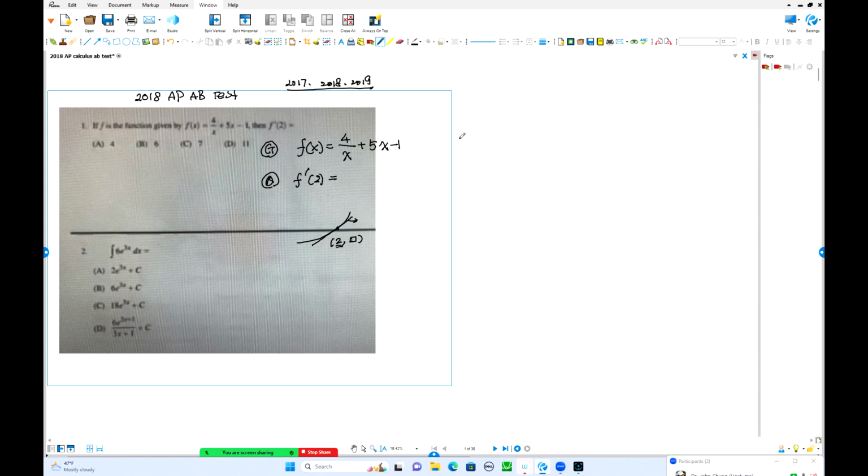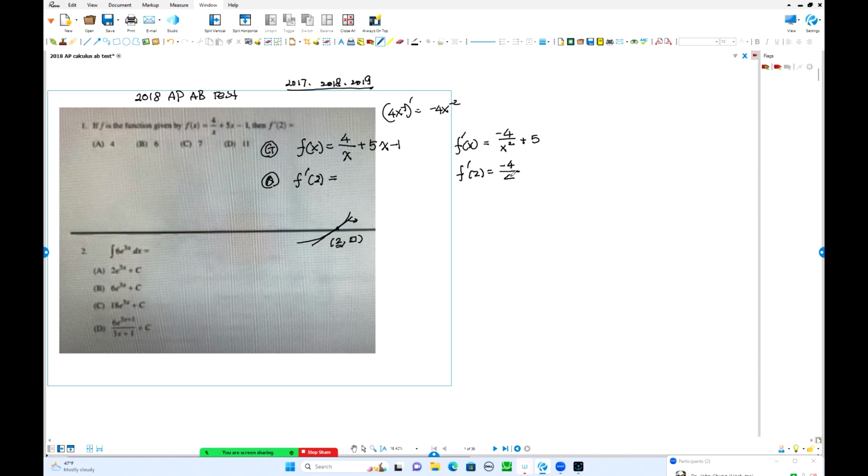Now f prime of x, take the derivative. What is that? Negative 4. You can write 4 times x to the negative 1, so the derivative is negative 4 x to the negative 2, which is negative 4 over x squared, right? And the derivative of 5x is 5. That's it, okay? After that, you can plug in 2 for x. Then you get 4. So the answer is A.